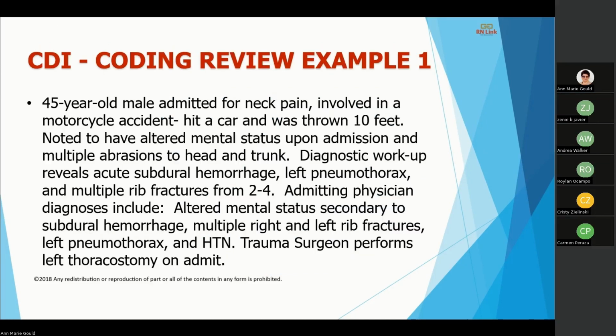Okay, here's a CDI coding review example. A 45-year-old male admitted for neck pain, involved in a motorcycle accident, hit a car and was thrown 10 feet, noted to have altered mental status upon admission and multiple abrasions to the head and trunk. Diagnostic workup reveals acute subdural hemorrhage, left pneumothorax, and multiple rib fractures from 2 to 4. Admitting physician diagnoses include altered mental status secondary to subdural hemorrhage, multiple right and left rib fractures, left pneumothorax, and hypertension. Trauma surgeon performs a left thoracostomy on admit.